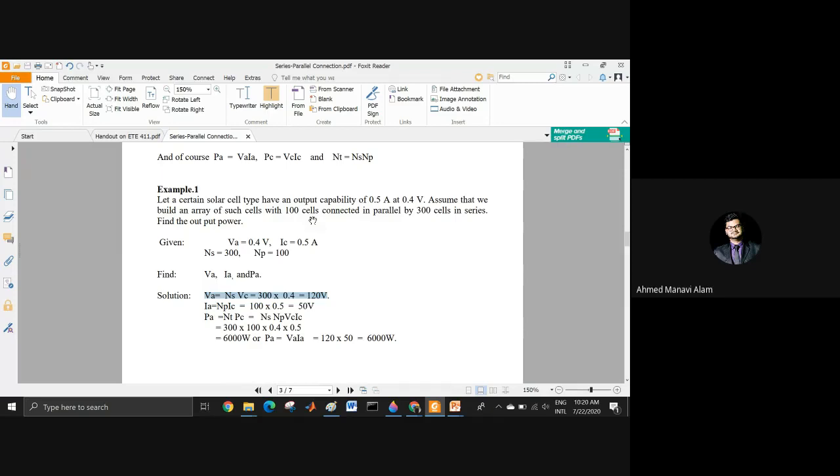Then you want to know the current. How many parallel cells or parallel branches are there? 100 cells connected in parallel. That means that will be 0.4 into 100.